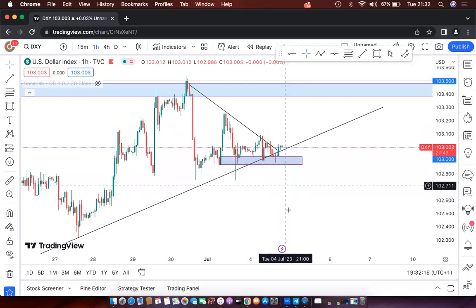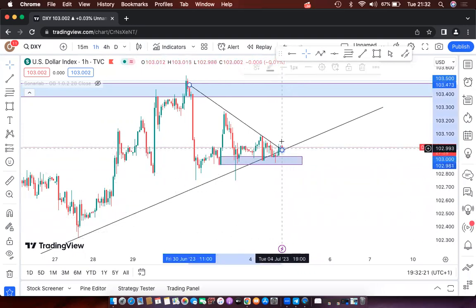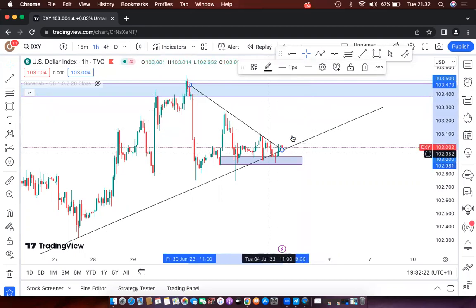GBP/USD is still buying as it sells. But if we see the break to a push upside, we're going to see dollar strength. So you have to keep your mind open.